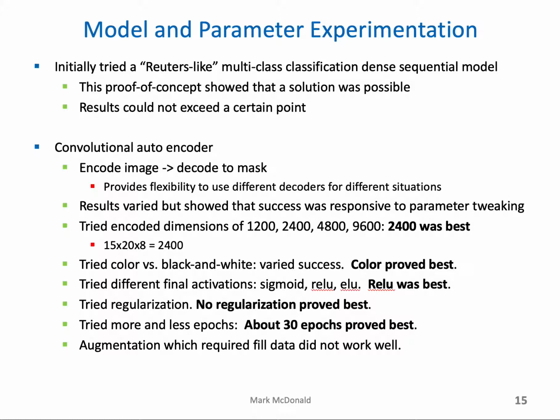I found that color was the best, probably because some obstacles are identified by color. I found ReLU as the final activation to be the best. I found no regularization to work the best, and somewhere between 30 and 40 epochs were best. Any more, I tried training it overnight with hundreds of epochs, and it just ruined it. It just didn't work at all. Anything less than 20 doesn't work either. So there's a fine range in which this works well.